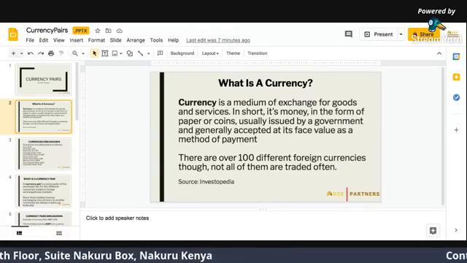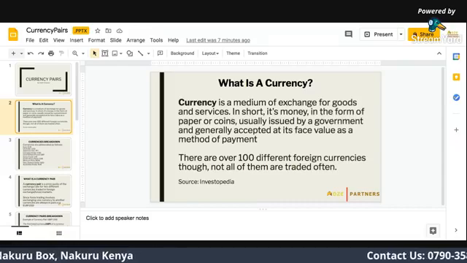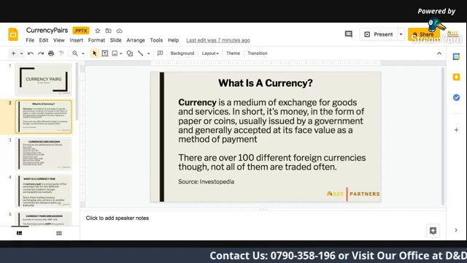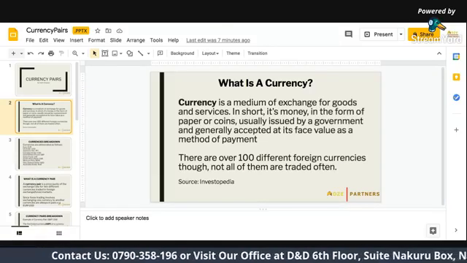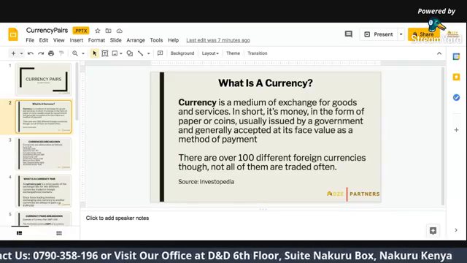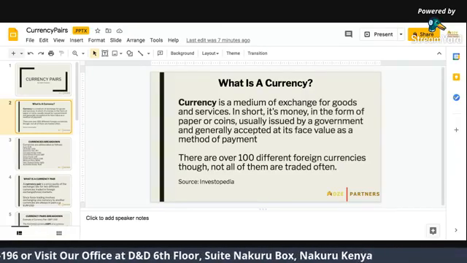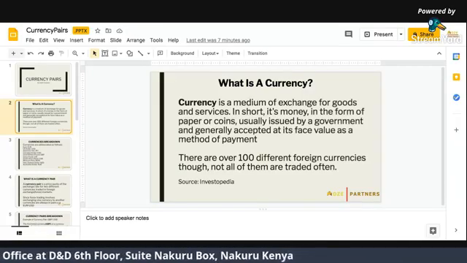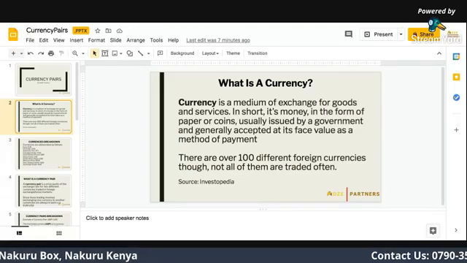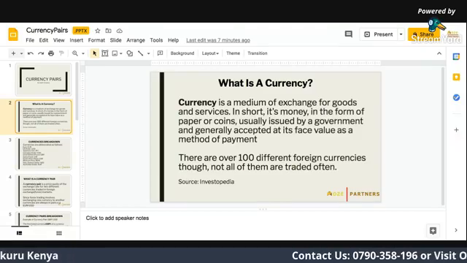But with the coming technology, we're seeing things like bitcoins, even though they're a bit skeptical, being used as currency. They're being used to pay for a commodity or a good or a service. So it is a medium of exchange. That is a currency. There are over 100 different foreign currencies, though not all of them are traded often.